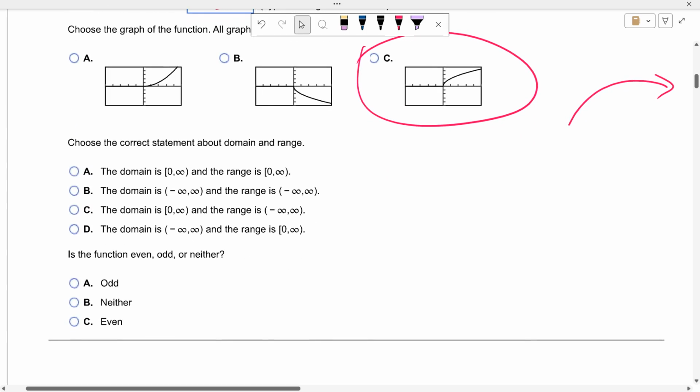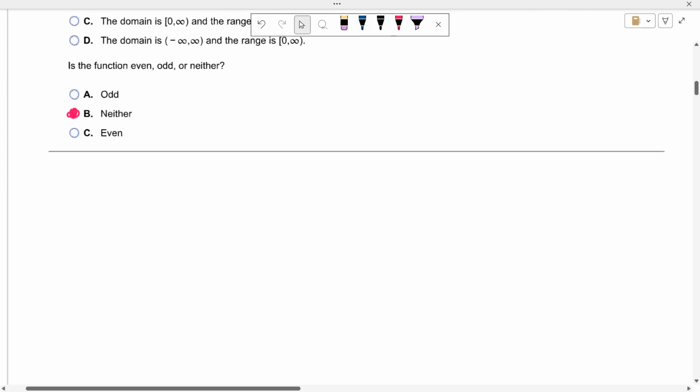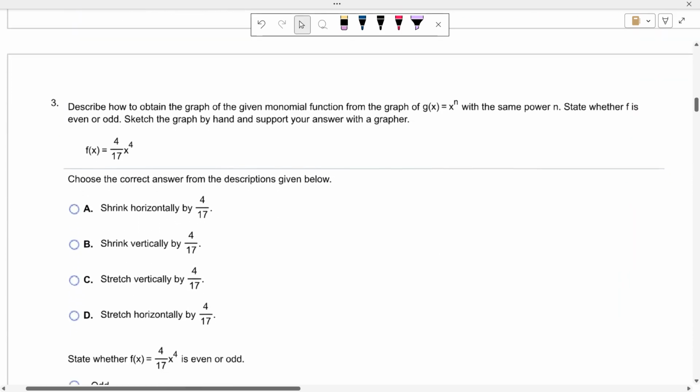So what's the domain and the range? 0 to infinity and 0 to infinity, because it's above the x-axis. It starts at 0, 0, and it goes up from there. Odd, even, or neither? Does it flip across the x-axis or y-axis? No, so it's neither. Okay.